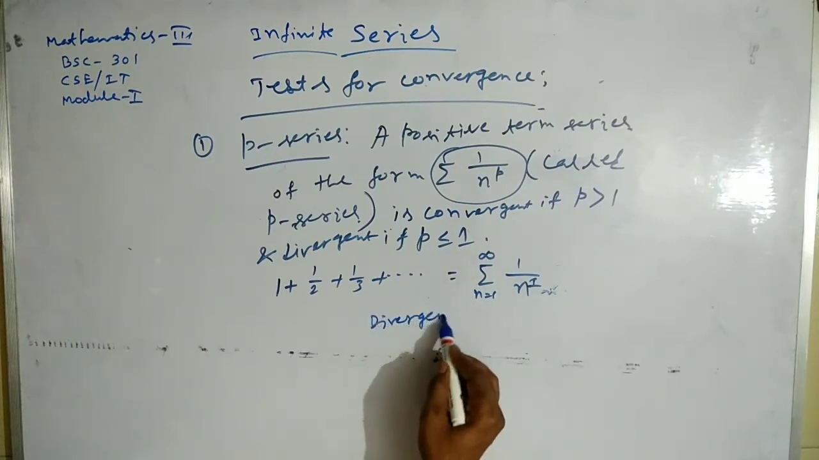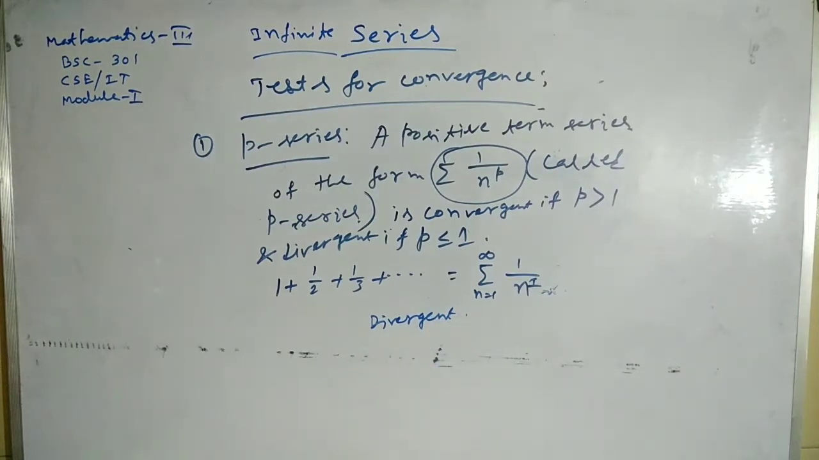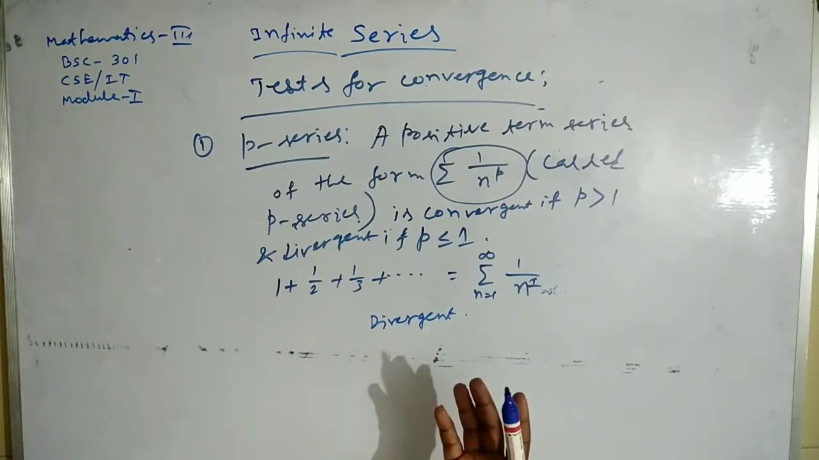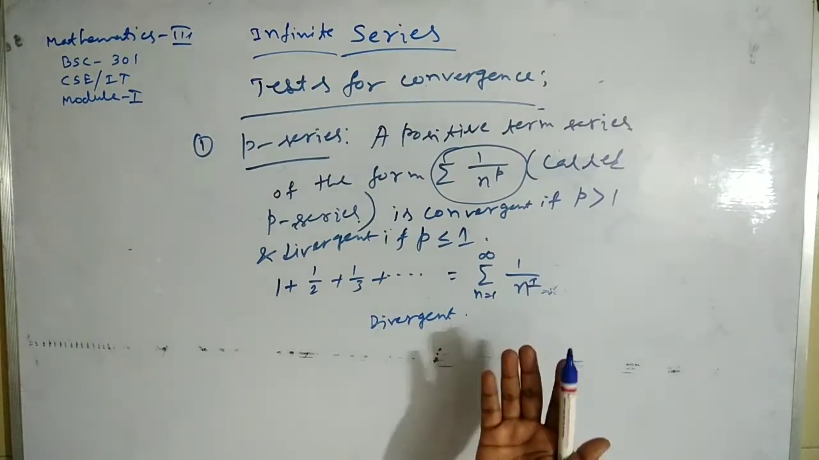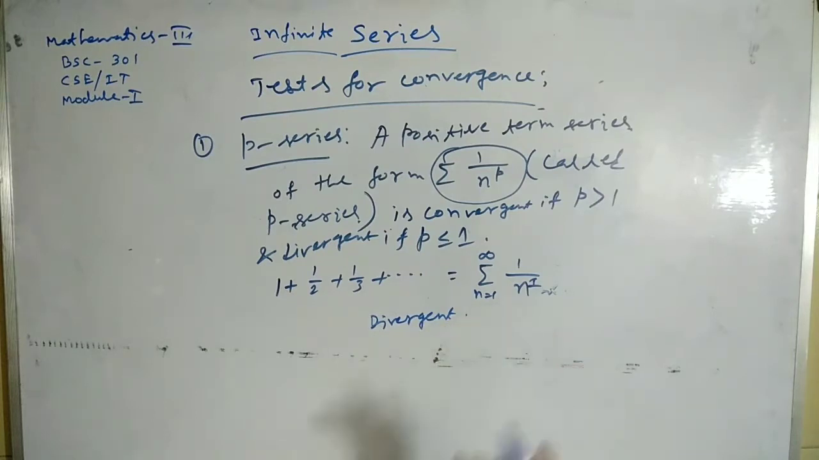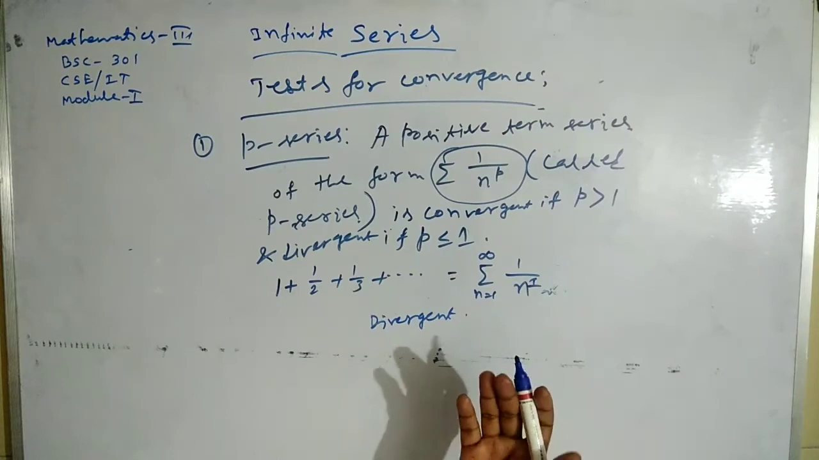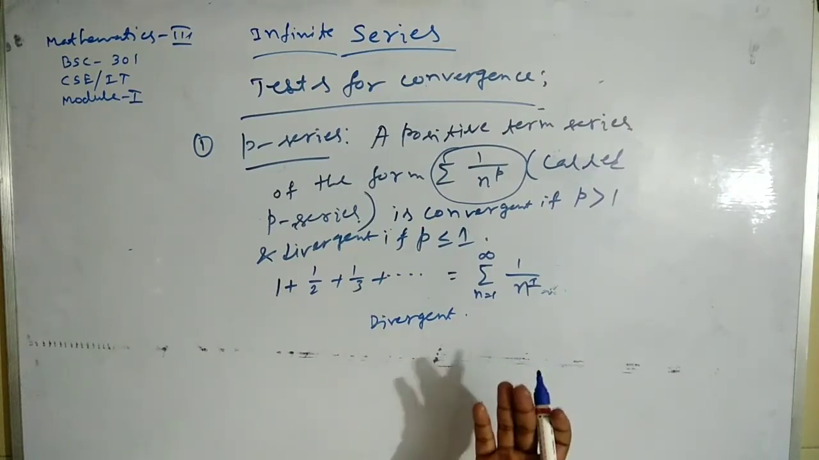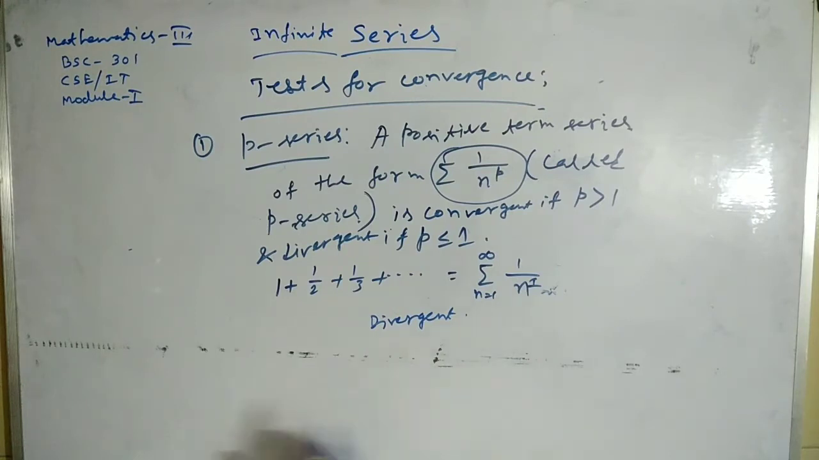So just by looking at the p series, we can say whether the series is convergent or divergent, because you can determine the value of p, and the convergence and divergence of a p series depends upon the value of p.